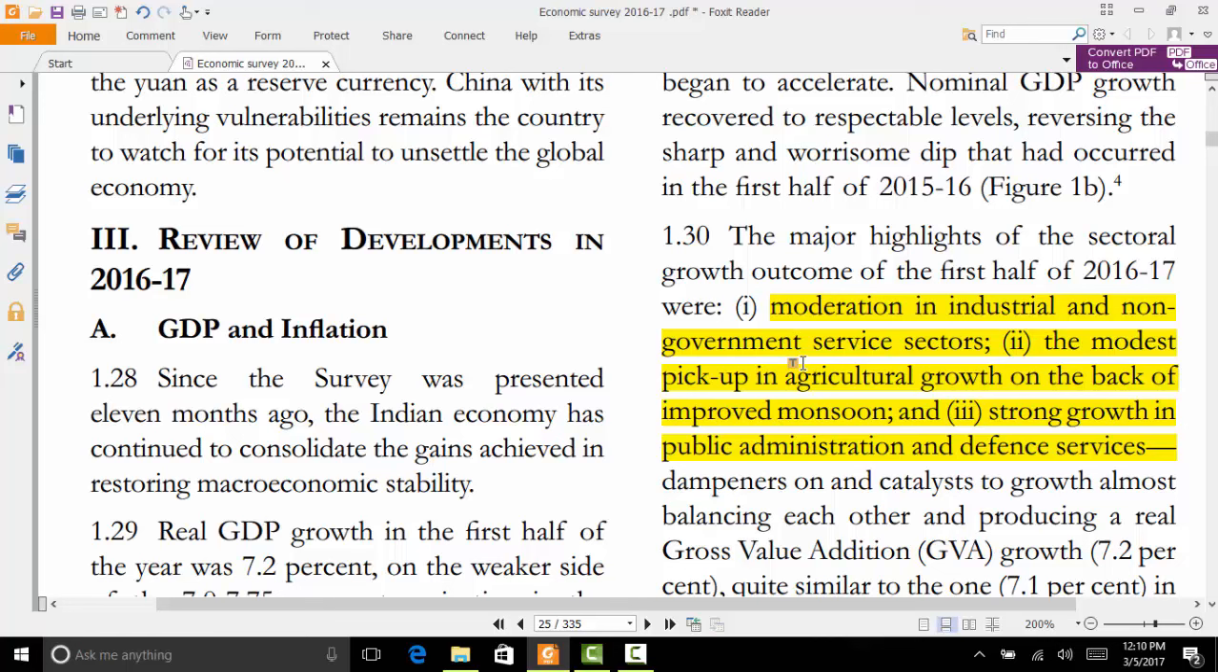Okay? You do not need to remember each and everything, but get the understanding of our economy, what has been there in our economy. Modest pickup in agriculture growth on the back of improved monsoon. So how much growth rate is expected in agriculture? 4.1%. Try to relate it with the budget. In the budget, our FM said 4.1% agriculture productivity this year, on the back of strong monsoon and more sowing of the rabi crops, and strong growth in the public administration and defense services.